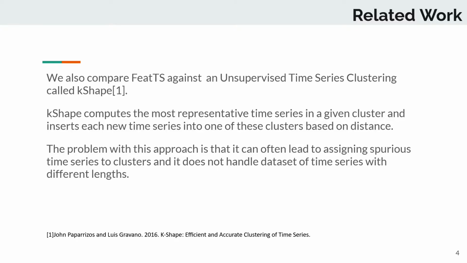We also compare FeatTS against the state of the art of unsupervised time series clustering, called K-shape. K-shape computes the most representative time series in a given cluster and inserts in that cluster all the time series that are similar to the most representative one. The main problem of K-shape is that it assigns spurious time series to clusters and it does not deal with time series of different lengths.